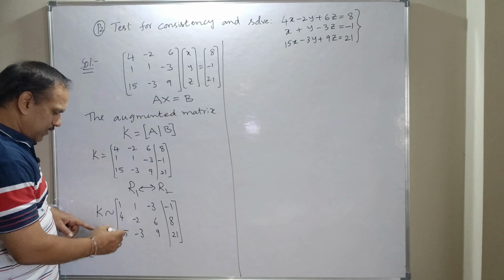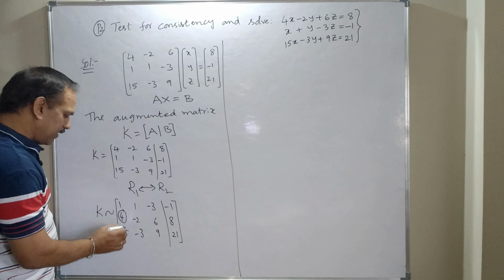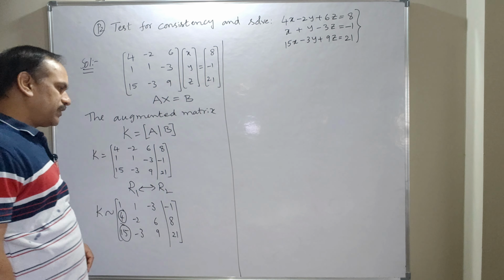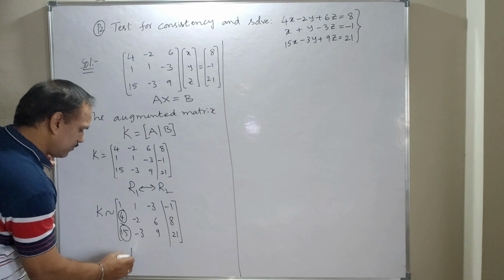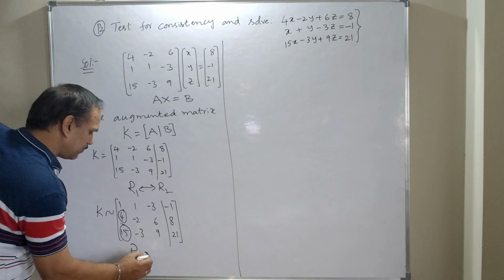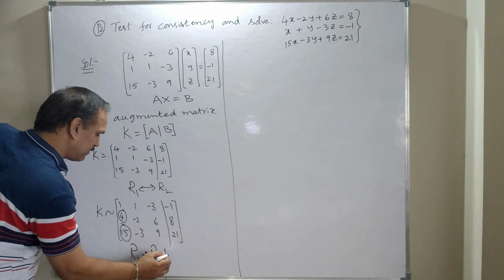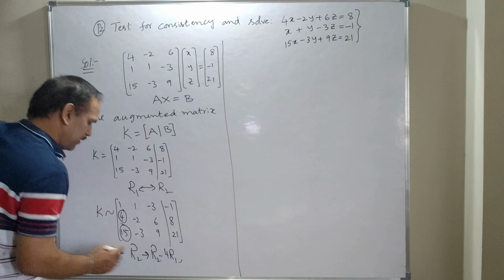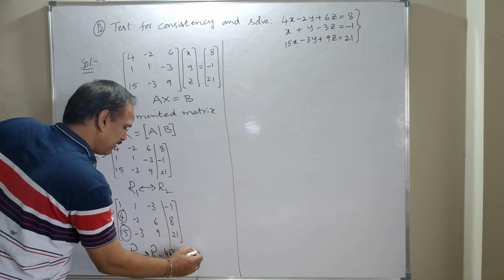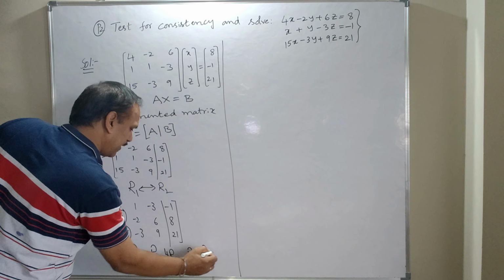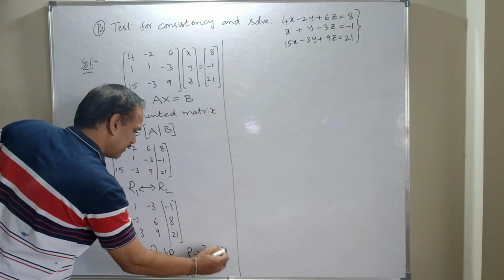Now we have to make these two entries 0. So how to make these two entries 0? R2 minus 4R1. So we convert R2 as R2 minus 4R1. And R3, how to get 0 here? R3 implies R3 minus 15R1.